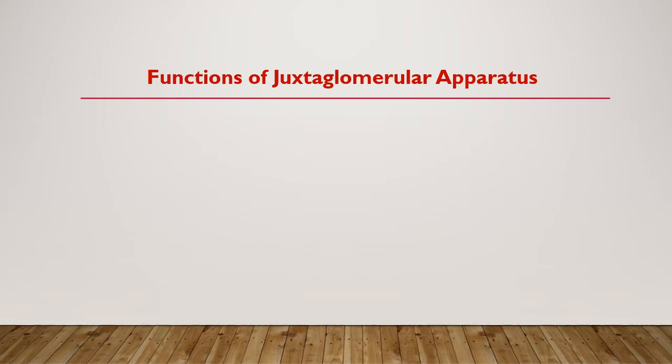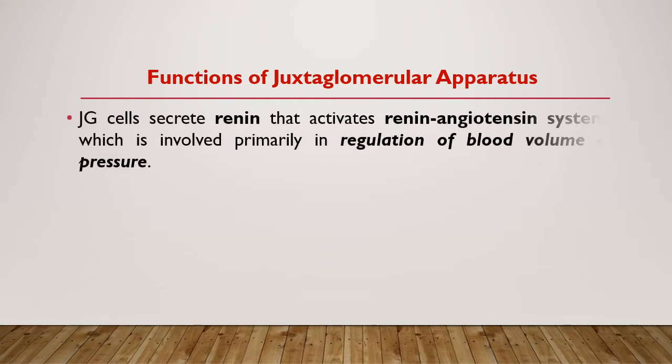apparatus. Now we are clear about the structure of this JGA, that is the juxtaglomerular apparatus. So we will briefly look at the functions. Now you know there are three important types of cell in the juxtaglomerular apparatus. One are the juxtaglomerular cells, then the macula densa cells, and third there is the Lacis cell.